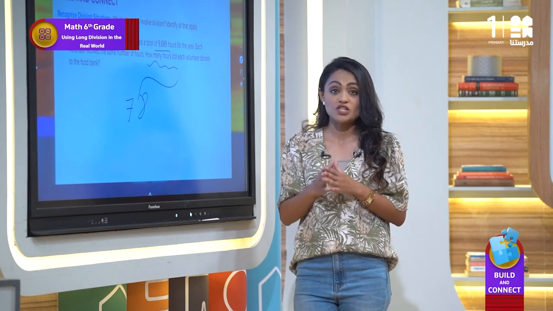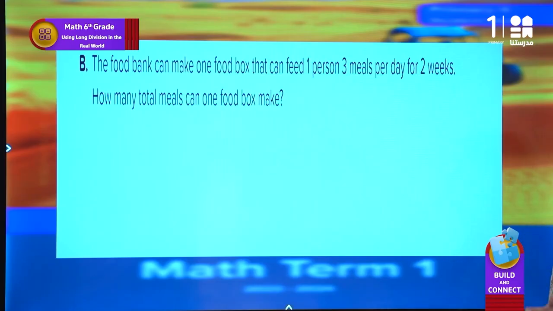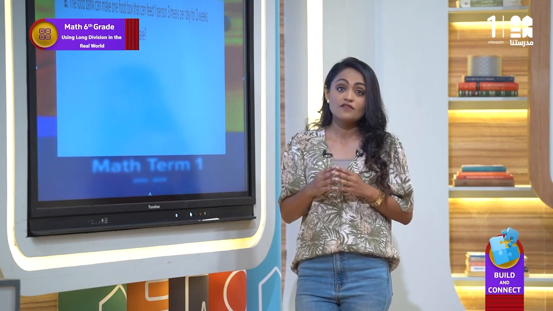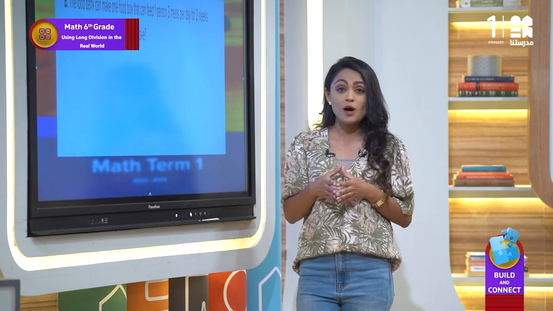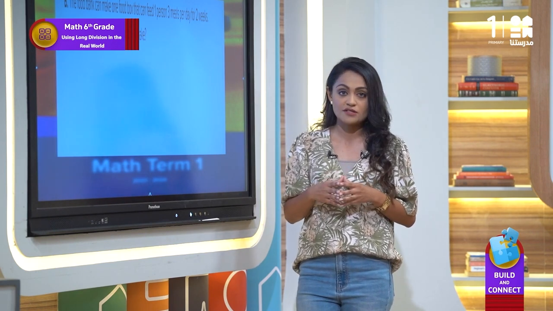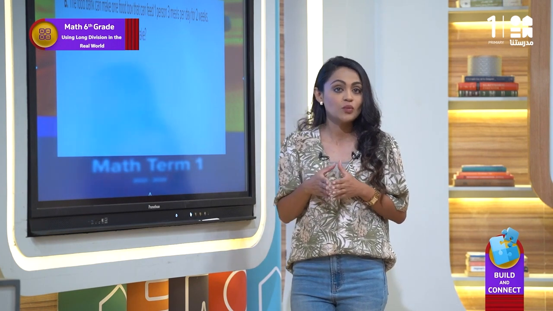Let's move to situation B. The food bank can make one food box that can feed one person 3 meals per day for 2 weeks. How many total meals can one food box make? From the information we have in this problem, we understand that we are asked to get the total number of meals in one box. So, we will use multiplication to get the number of meals in 2 weeks.